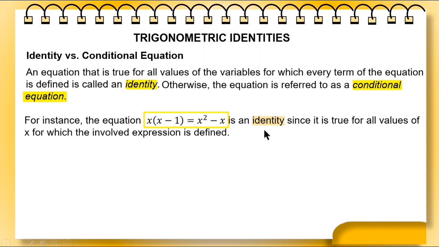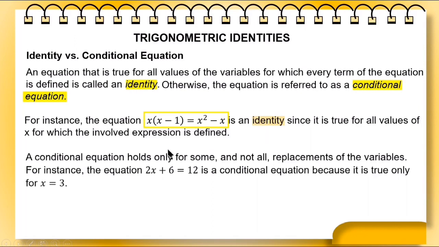If the equation is not true for some values of x, then we say that the equation is a conditional equation. For instance, the equation 2x plus 6 equals 12 is a conditional equation because it is only true for x equals 3. 2 times 3 is 6, plus 6 is 12. But when x is equal to, say, 4, the equation will not be true because the left side of the equation will be equal to 14 and the right side is 12. In other words, a conditional equation holds true only if certain conditions are satisfied by x.